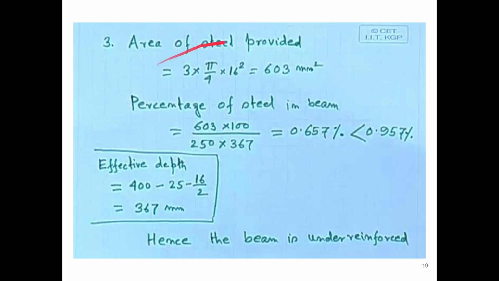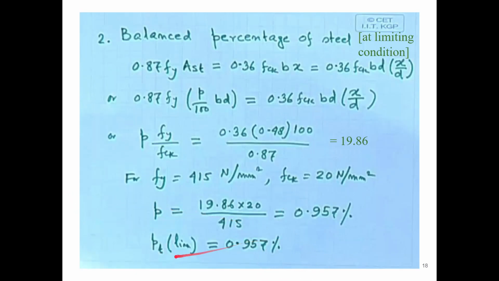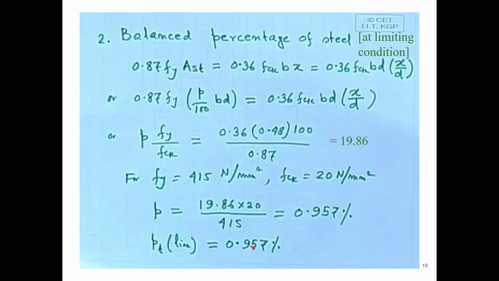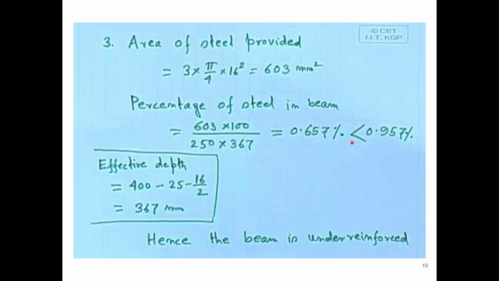Now let us see what is actually given. This is the required percentage of steel at the limiting condition, but we are given three 16 mm bars, which means the area of steel will be 603 mm square, which in terms of percentage is 0.657%. This is less than 0.957%. This was required for the limiting, balanced condition, but we are providing less. That means the failure will occur at the steel side first. That means the beam is under reinforced, which is a good thing. So it is an under reinforced section.